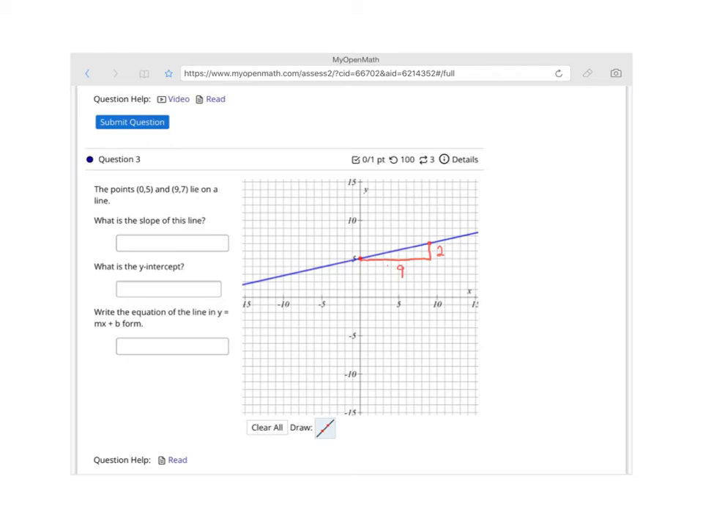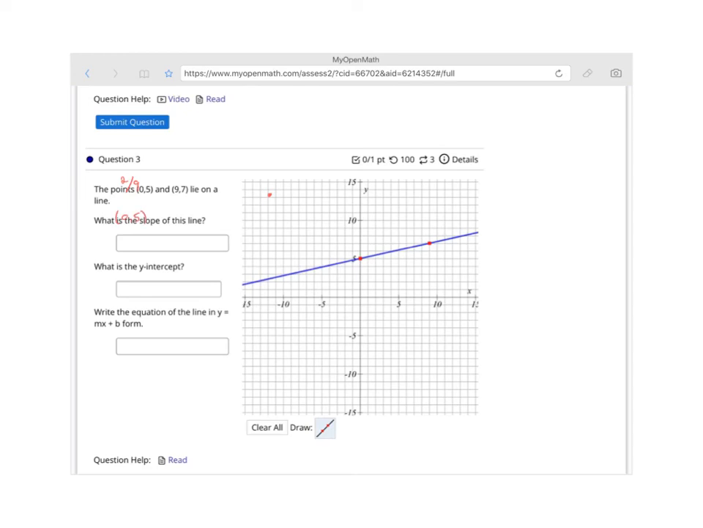What's the y-intercept? Well, the y-intercept is just where it touches the y-axis. If I erase this stuff here, actually I'm going to put that back in, 2 over 9. And I'm just going to erase this here. And the y-intercept is right here, so that's at the point 0, 5. So the y-intercept is at 0, 5.